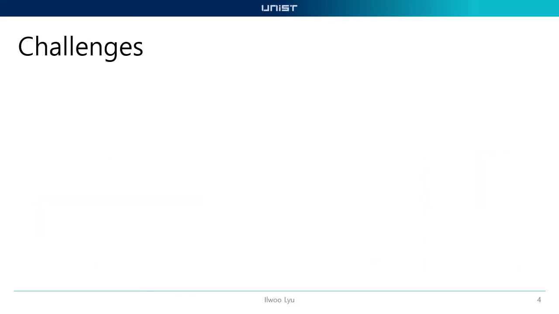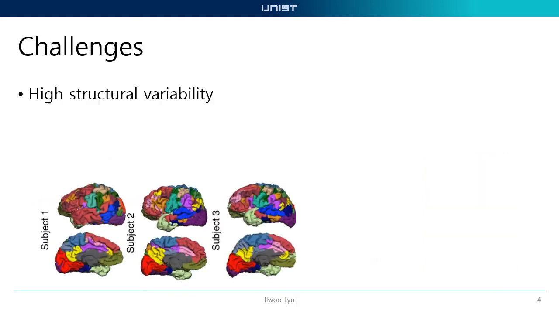Here are a couple of challenges in cortical surface annotation. First, cortical surfaces have high structural variability. If you look at this figure, they all have exactly the same number of labels. But if you focus on some region of this brain, for example this yellow one, we can see this yellow one exists here and here and here. But their actual boundaries look very different, which means they have high structural variability.